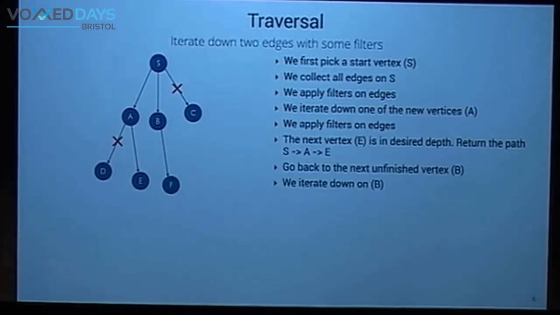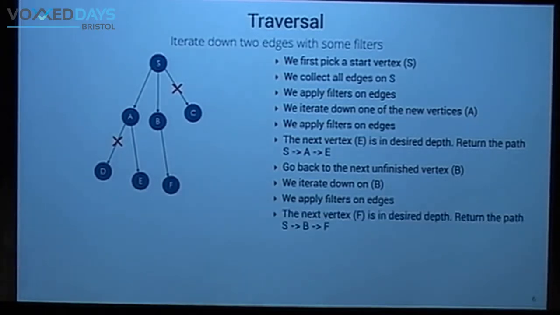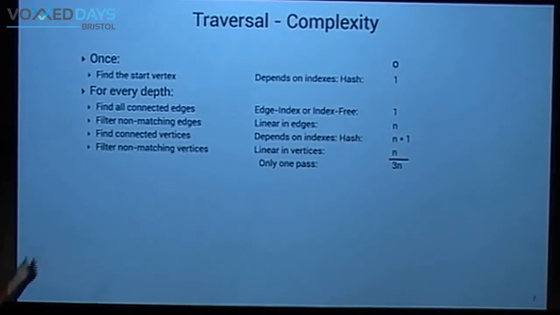And then, again, the same thing. Ask B for all its edges. Only one found. Apply the filters. In this case, the edge matches my filter. And then I found my next result. So next pass S, B, F. And then again, go back. And then go back to S, which has no other edges anymore. So I'm done with my traversal.